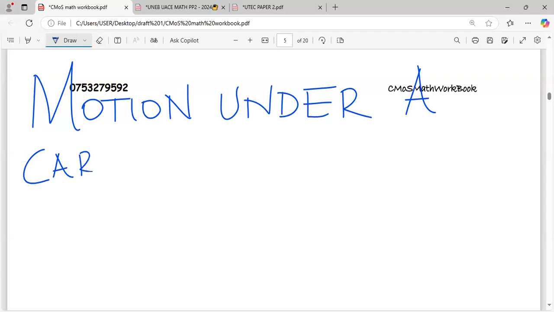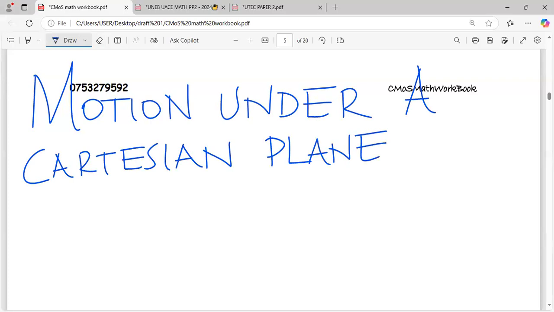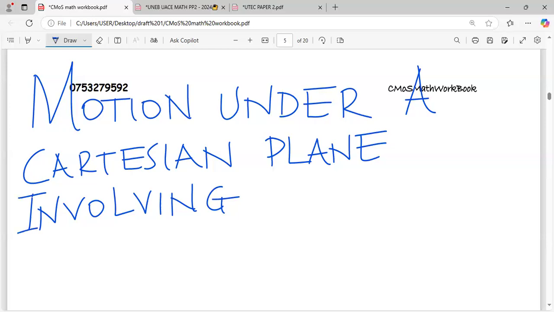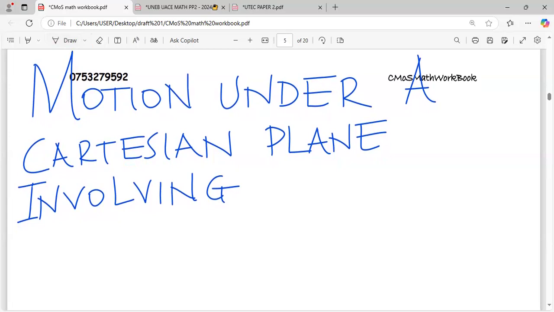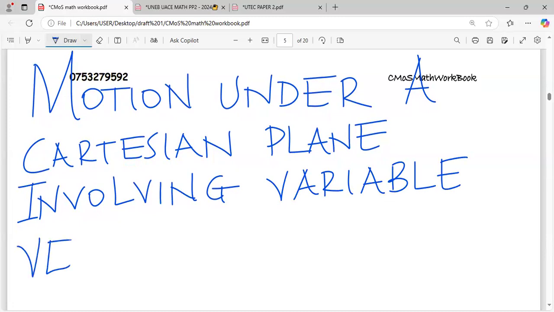Cartesian plane, involving variable velocity and acceleration.